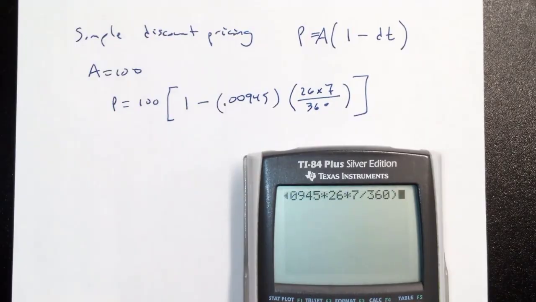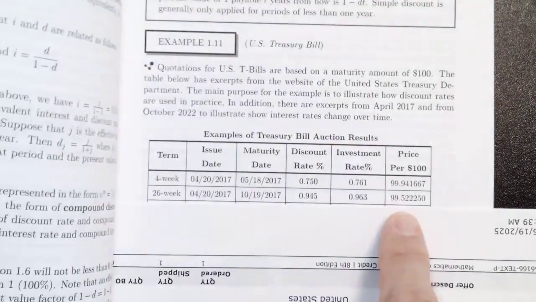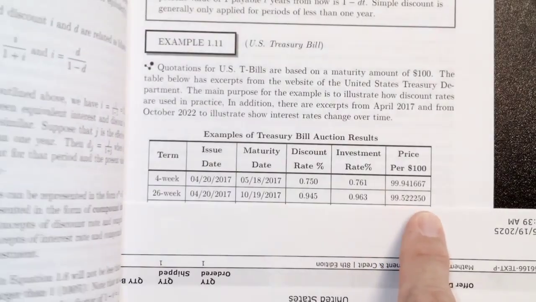Multiplied 0.00945 times 26 times 7. Divide the whole thing by 360. To 6 decimal places, I'd put a 0 on the end of that, right? Ready for the sneaky part? $99.522250.